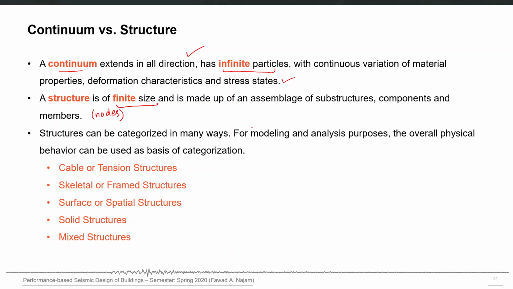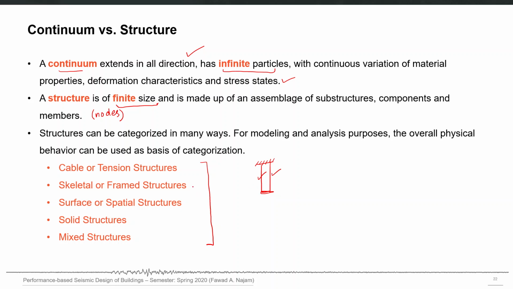For example, for modeling and analysis purposes, the overall physical behavior can be used as the basis of characterization, and in this characterization we will have different types of structures. For example, cable or tension structures, the structures which can only resist tension. For example, if you have a swing like this, these 2 cables will only resist tensile forces.